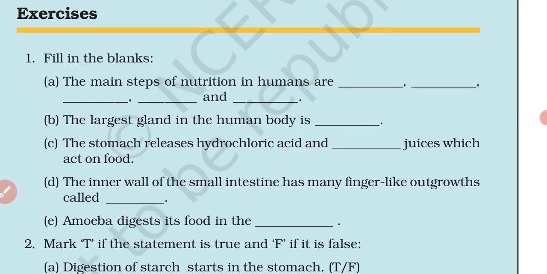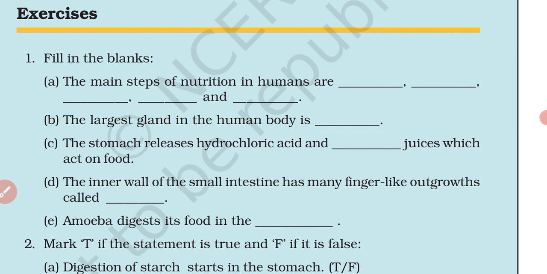So today we'll start the exercise questions from the chapter Nutrition in Animals. So let's begin the exercise. Question number 1, fill in the blanks. The first question you see: the main steps of nutrition in humans are, and there are 5 gaps given to you, 1, 2, 3, 4, 5. So you have to fill in the gaps first of all.